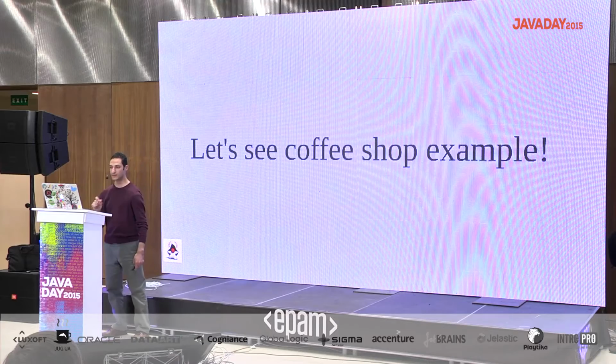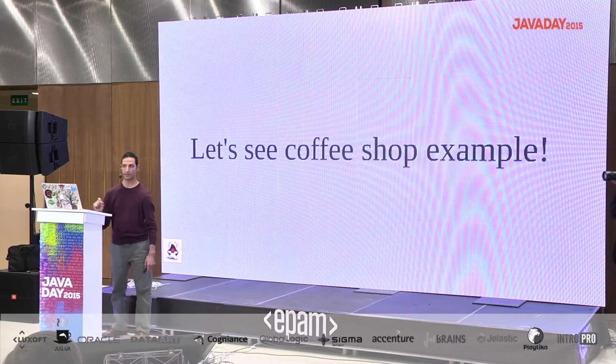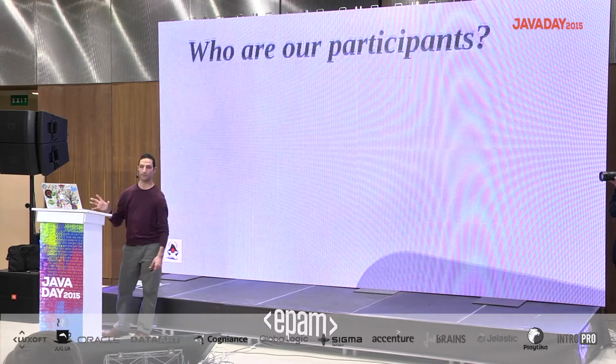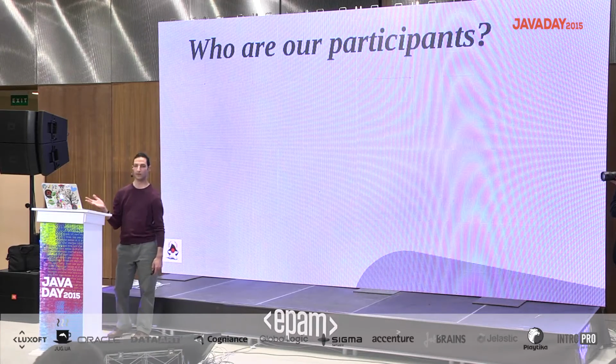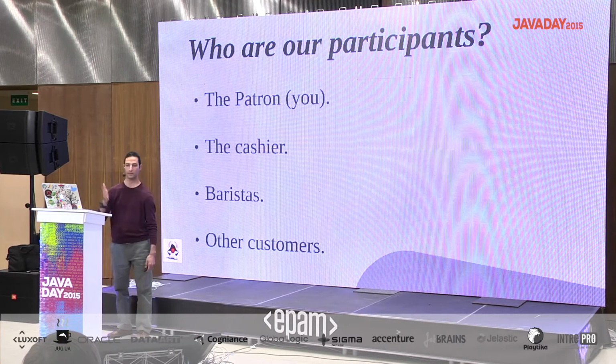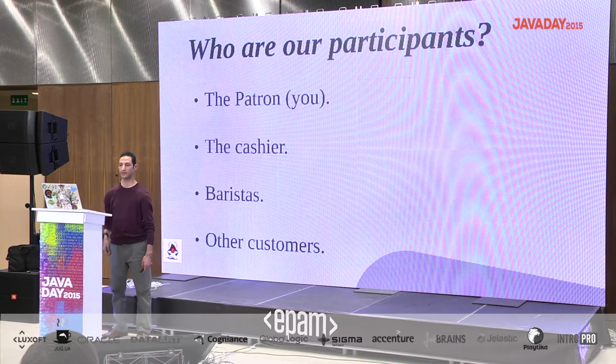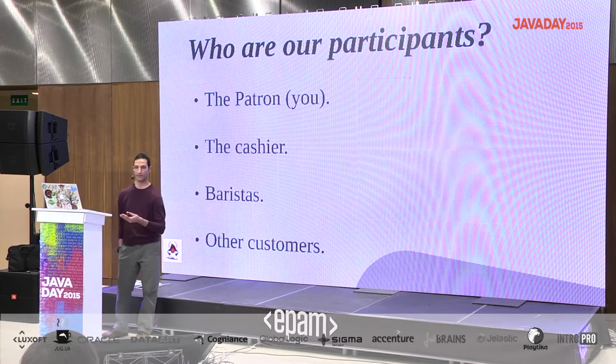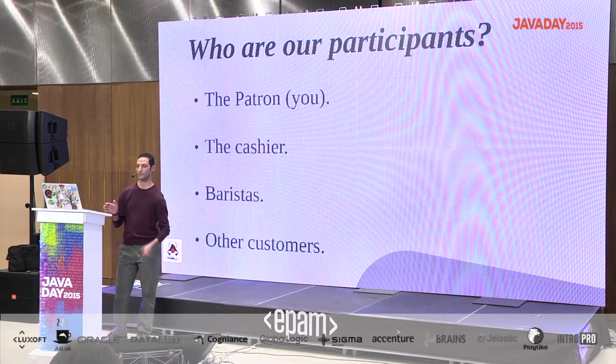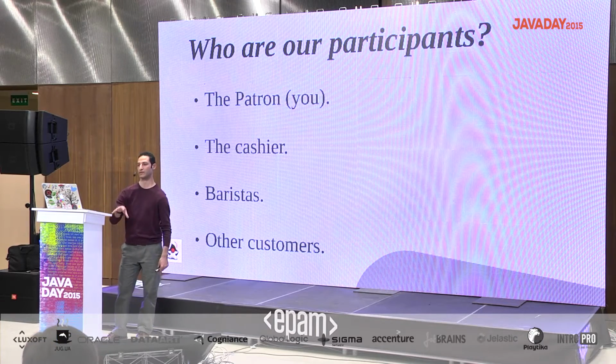After that, let's see an example about this. We have a coffee shop. And who are our participants in the coffee shop? The patron, which is you, ordering a cup of coffee, the cashier, the barista, and the other customers who come to the system. From the customer point of view, the patron is always who is involved in the system.